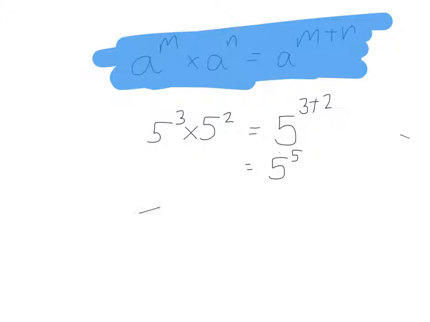We did another example. 7 to the power 10 times 7 to the power 6. They are both 7, so I can combine them. And we're multiplying, so that means that we add 10 plus 6 equals 7 to the power 16.